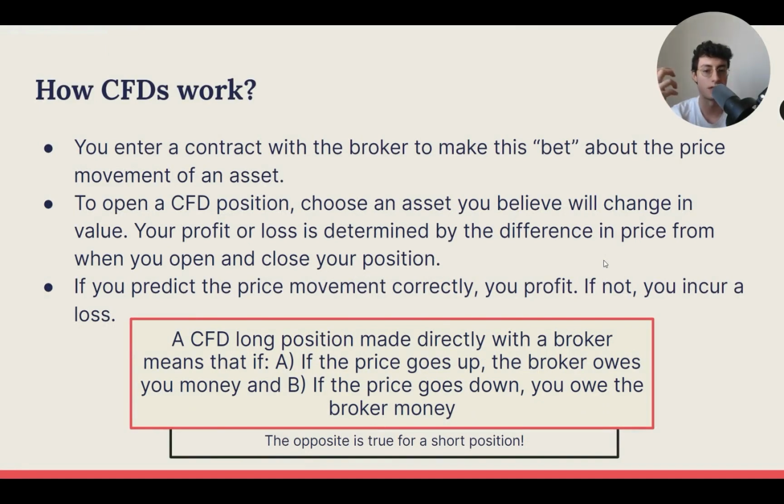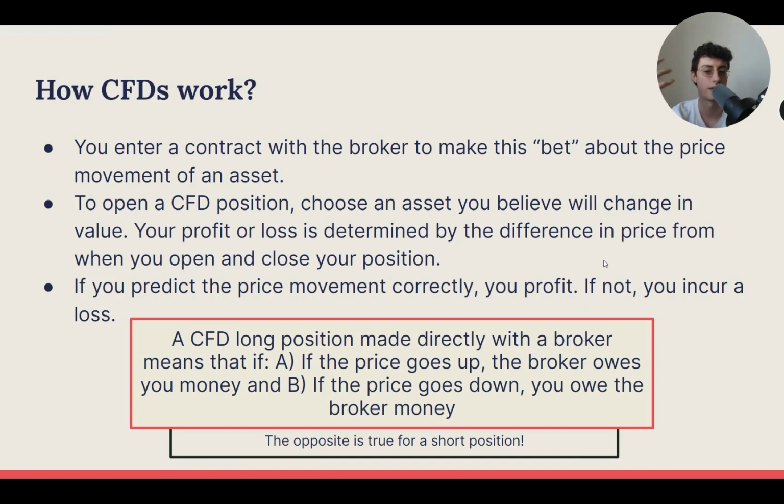To open a CFD position, you choose an asset that you believe will change in value. This could be a stock or commodity. Let's assume it's the stock of Tesla, and your profit or loss is determined by the difference in price from when you open and close your position. In the case of a long position, you open by buying and close by selling. The reverse is the case for a short position, where you sell high first and then buy back low. That's when you open and close.